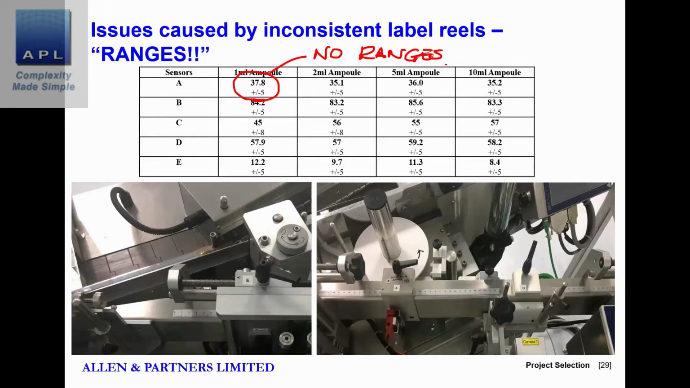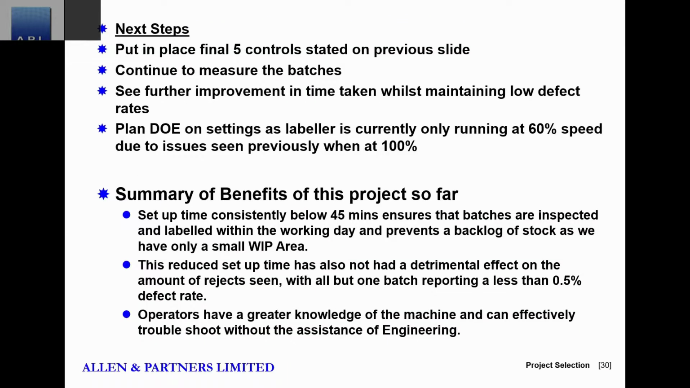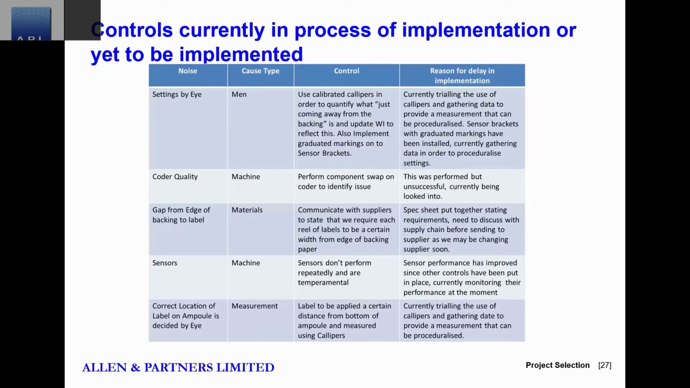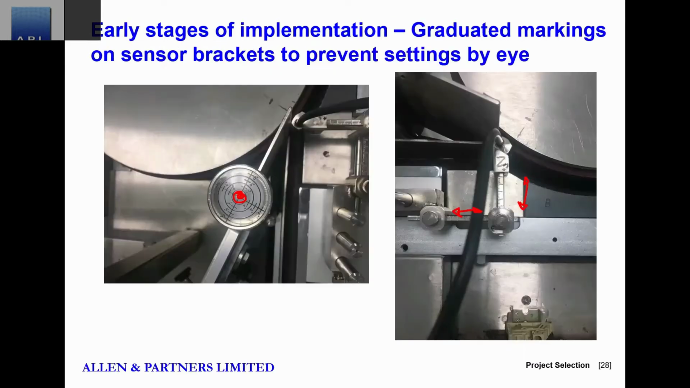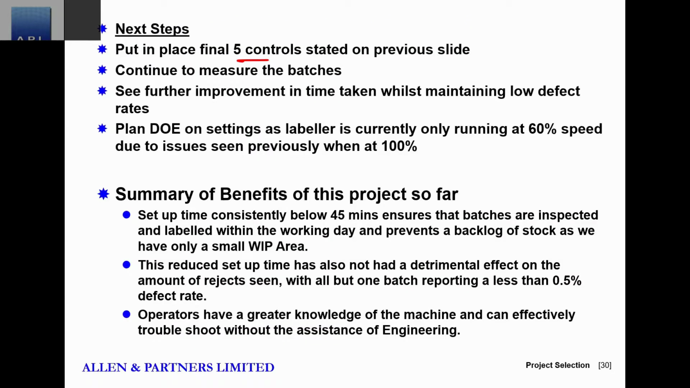There was nothing here before. No suggested settings, no ranges, nothing. So he's beginning to get control. So the next steps here, he needs to put in place the 5 controls that he stated previously. So where were we? So he needs to put those 5 controls in place. So there's more to be done, and he knows it, and he needs to tighten those up, get the material under control, and then get the ranges tightened up.